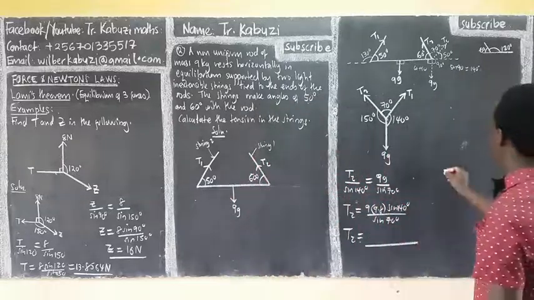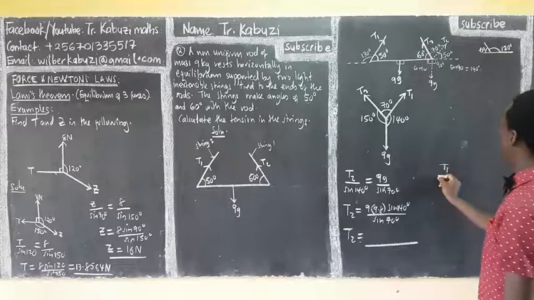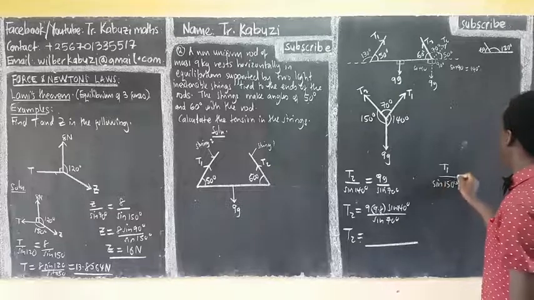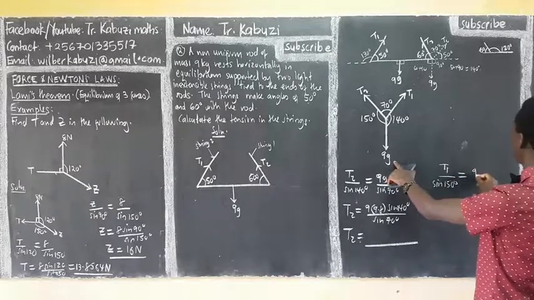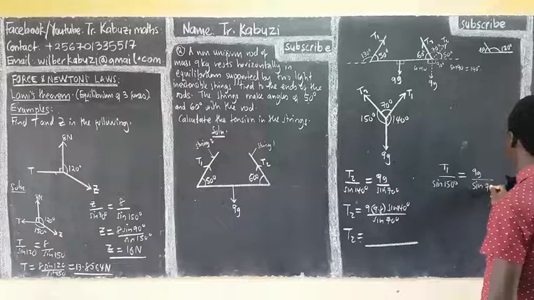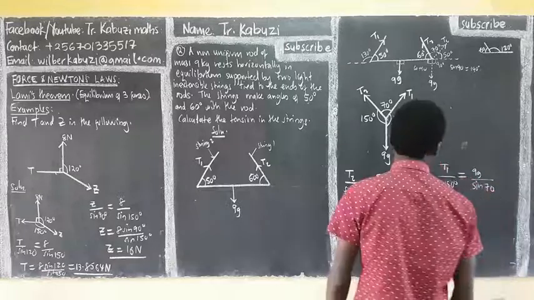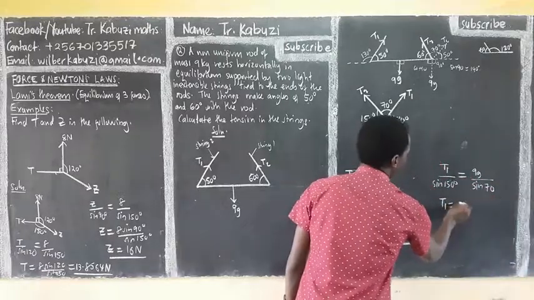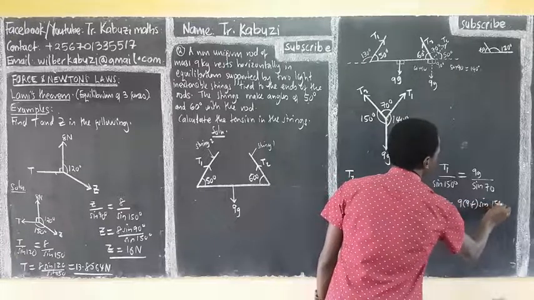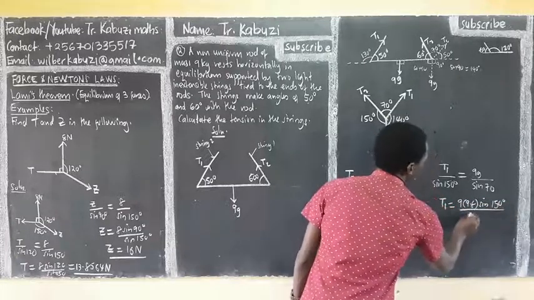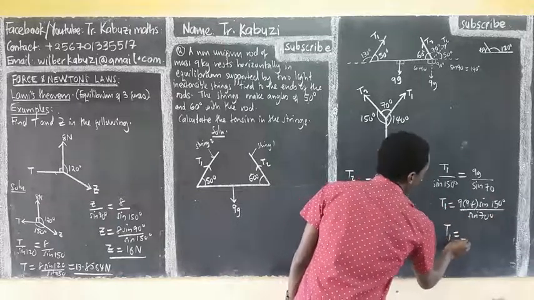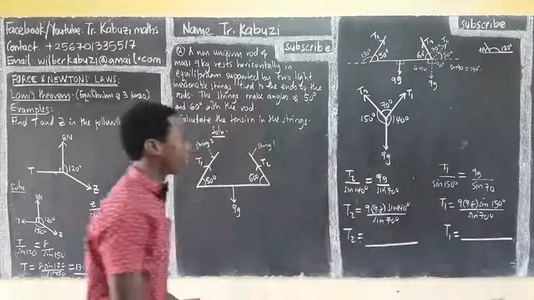Okay, when I come to my T1, the angle opposite is sine 150 degrees, and this will be equal to 9g over the sine of the angle opposite to it. So our T1 here is going to be 9 into 9.8, then sine 150 degrees, the whole over sine 70 degrees. And so our T1 here, we are going to give that in newtons.